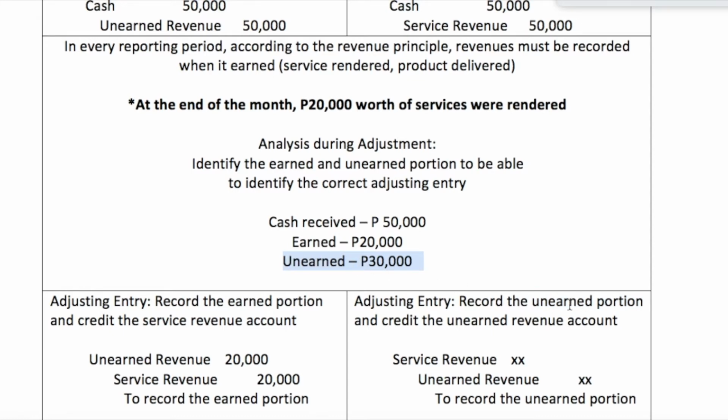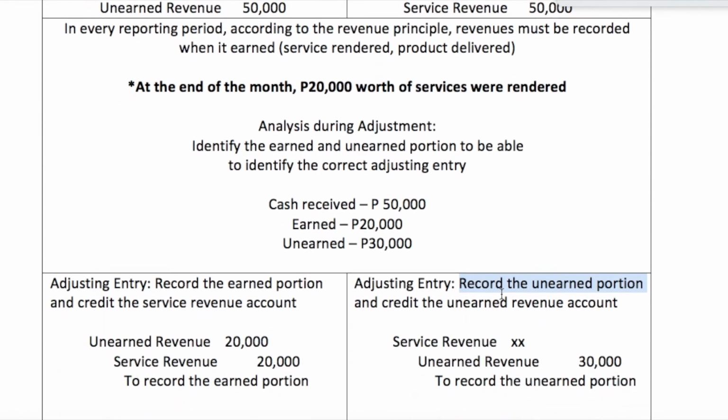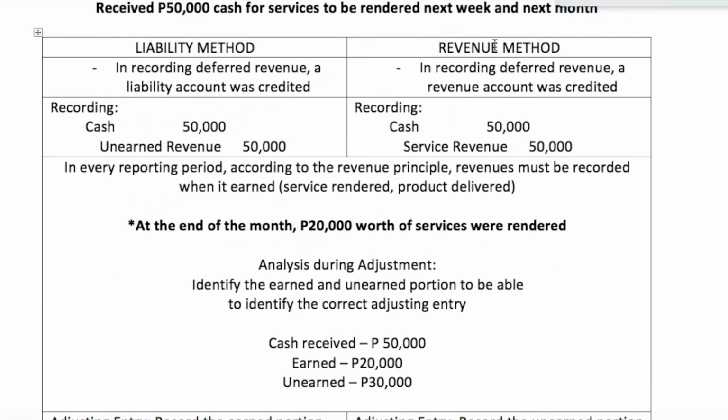How do you record the unearned portion? Unearned would mean an increase in unearned revenue. To increase unearned revenue, you will credit that one. So 30,000. That is what you will record under the revenue method. The partner would be service revenue of the same amount. So this would be your adjusting entry if the company was using the revenue method.